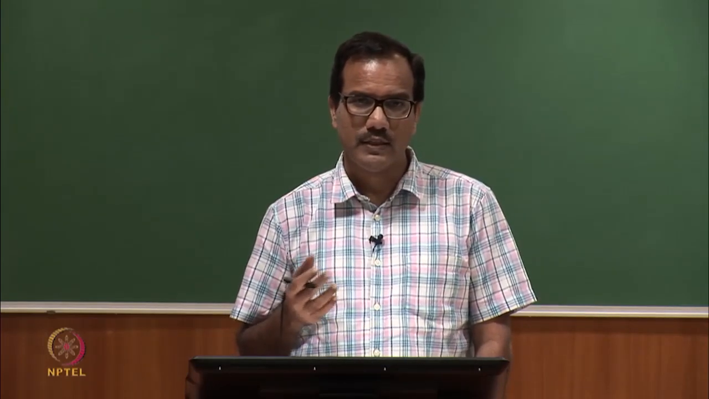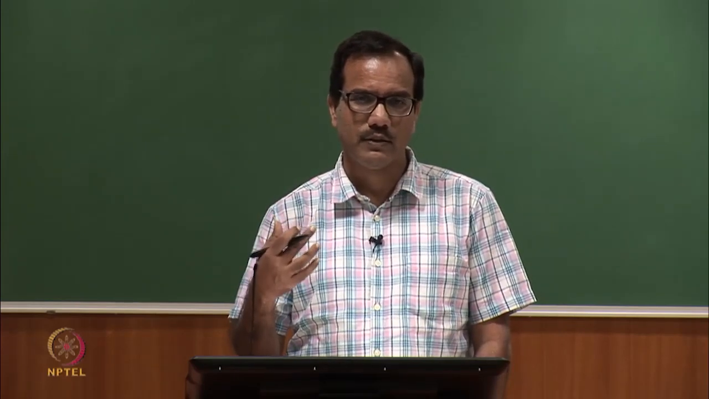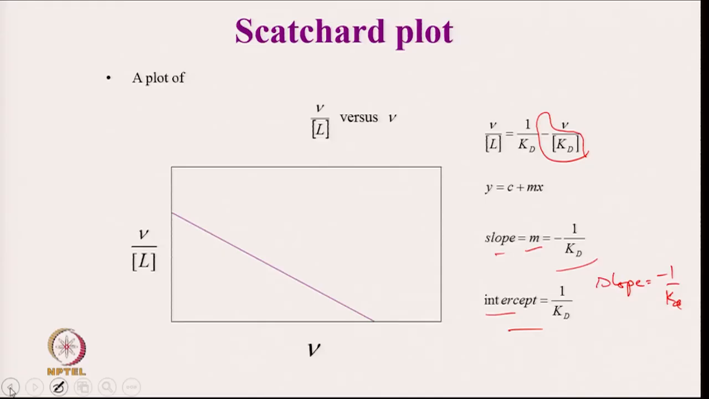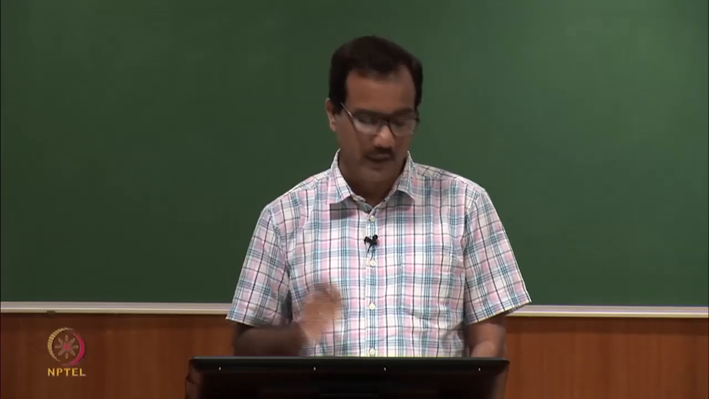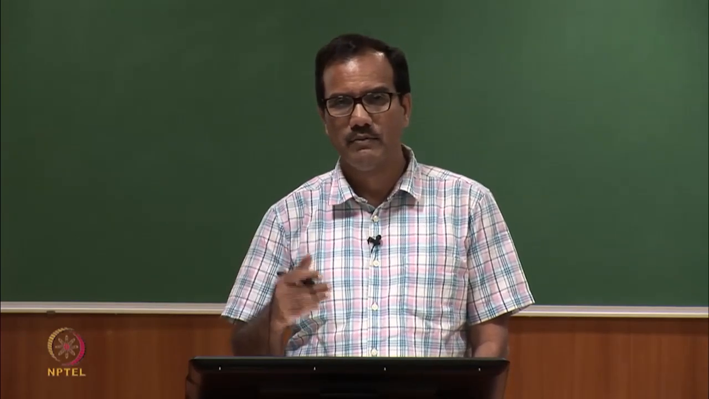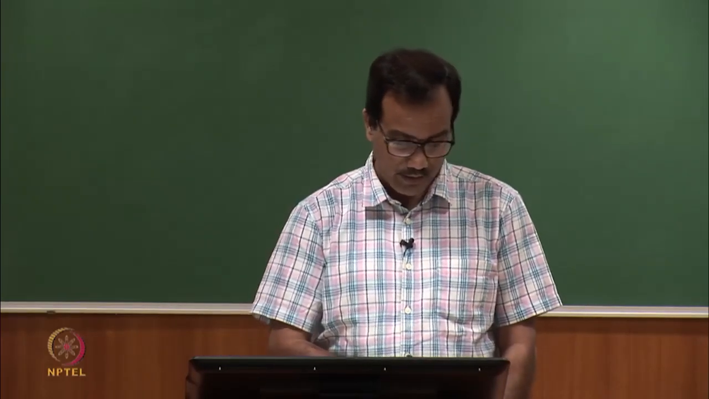You can know if there is more than one site for the ligand, then how to get a Scatchard plot. So if you look back, what we did, we plotted nu by L versus nu. So one thing we need to know is the nu value. And now what I will show is how to get the value of nu from the spectroscopic signal, for example from fluorescence. Once I know the nu value, I can just plot nu by L versus nu, and I can get the value of Kd for 1:1 interaction.